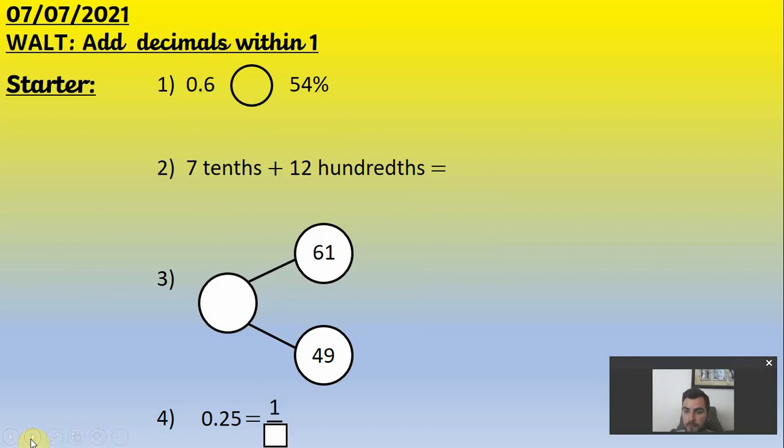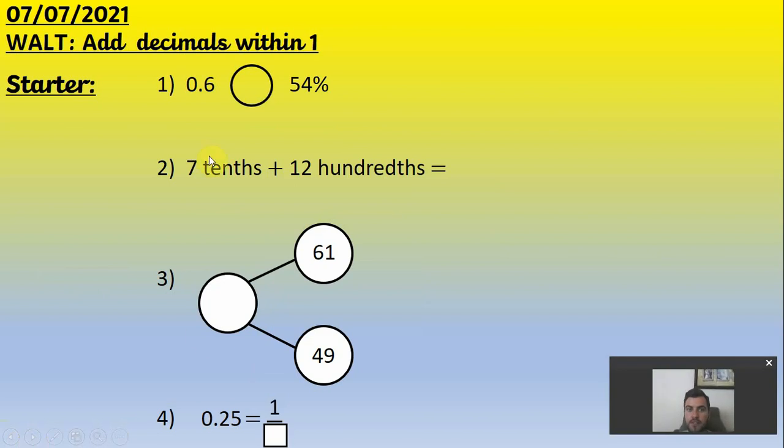There are 4 questions there. I'll quickly read through them, then I want you to pause the video and have a go at answering them on your own. Number 1, you've got 0.6 or 0 and 6 tenths and 54%, so I just want you to use greater than, less than or equals to signs to compare that.